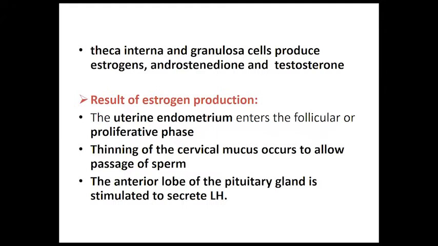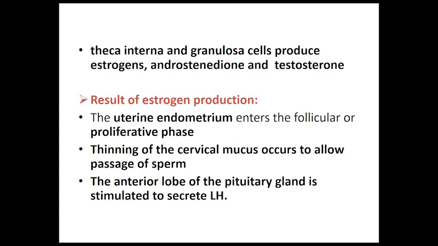So the uterine endometrium enters the follicular, or what we call the proliferative phase. This is going to occur after the menstruation has finished, and the layer or the walls of the uterus are disintegrated and it becomes very thin. That has to enter into proliferation, become normal again. That is going to be by the effect of the estrogen.